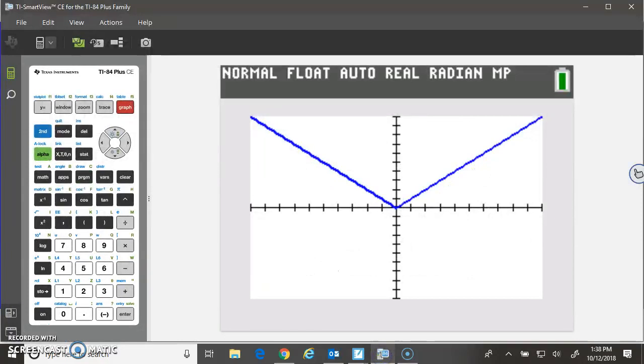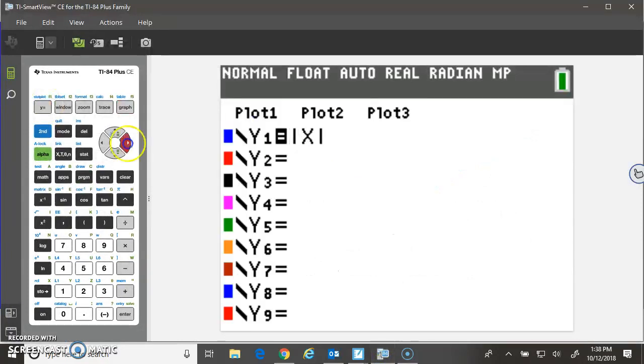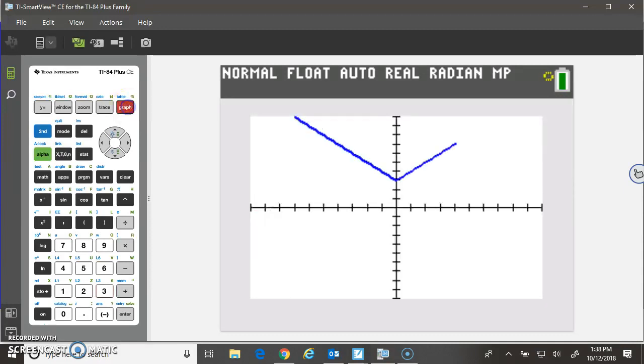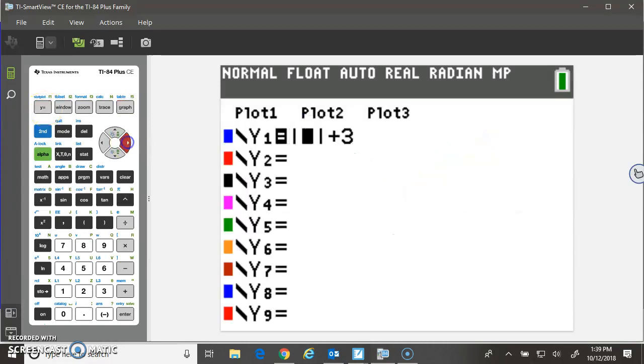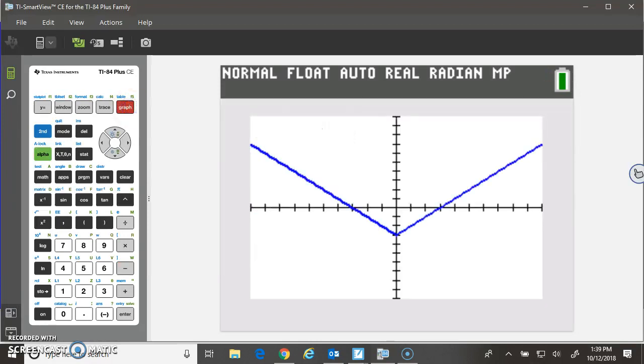So a great example of that is this absolute value function. So you can see here that if I put a plus 3 on the outside of the function, that should affect the graph vertically. And so when I graph it, it takes the original graph and moves it up 3. If I go back to the equation, and if I were to have a minus 3 on the outside, that takes the original graph and moves it down 3.